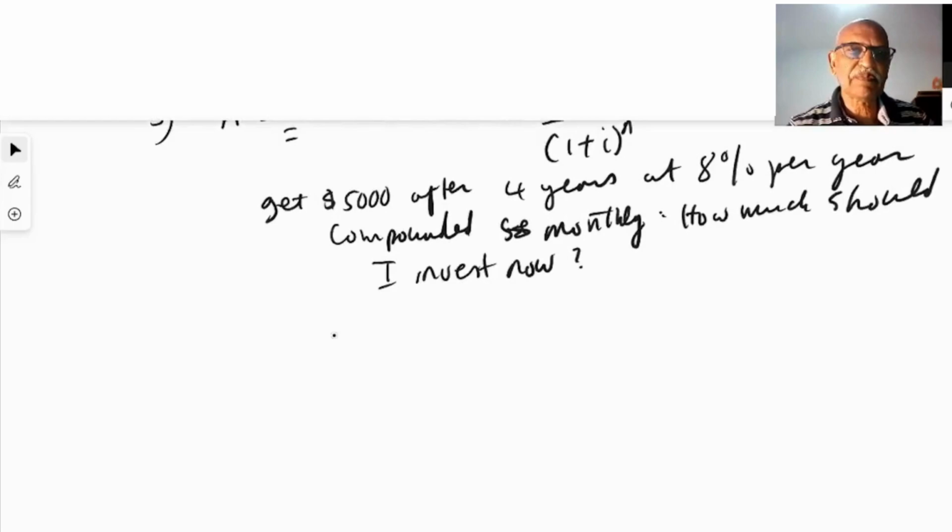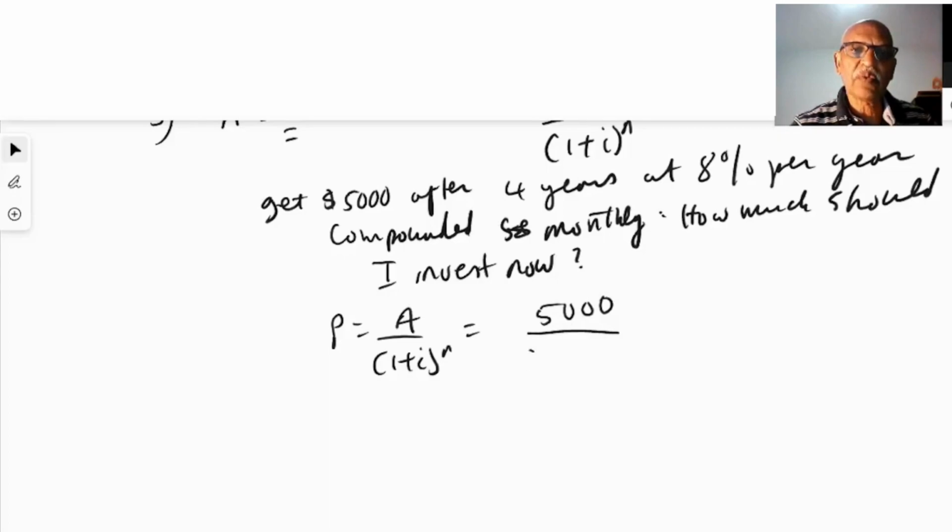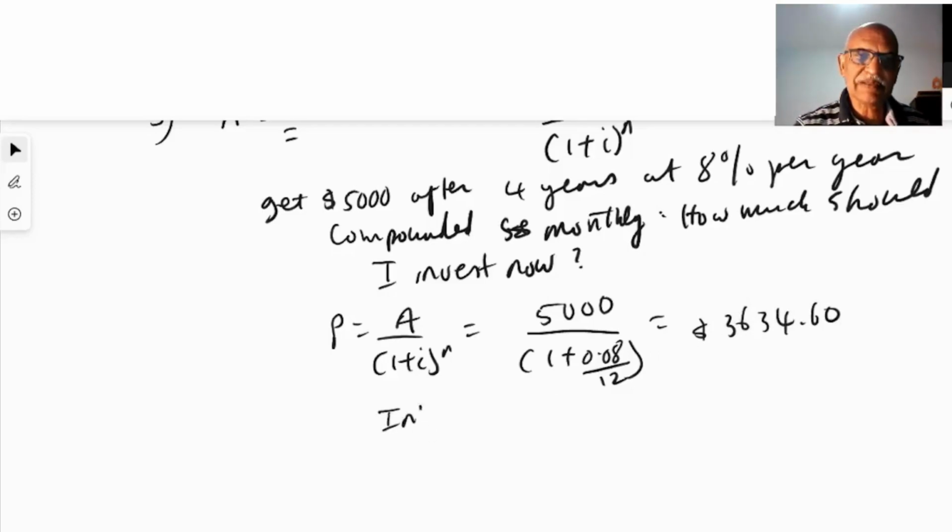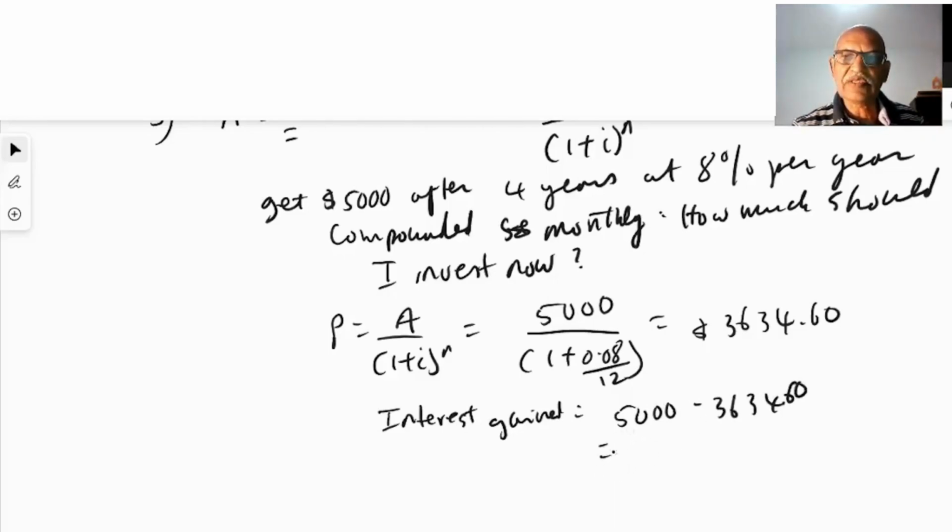So P is equal to A over (1 plus i) to the power of n, which is, my A is $5,000, 1 plus i is 0.08, but compounded monthly means I divide by 12. I calculate this, and this will be equal to $3,634.60. Therefore, what interest was I paid? Interest gained will be 5,000 take away 3,634.60, and this will be $1,365.40. This is the extra money I got.